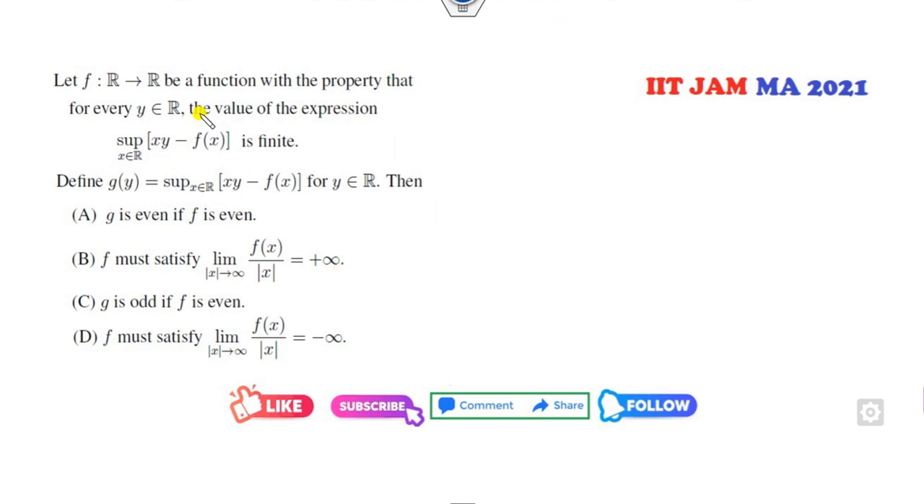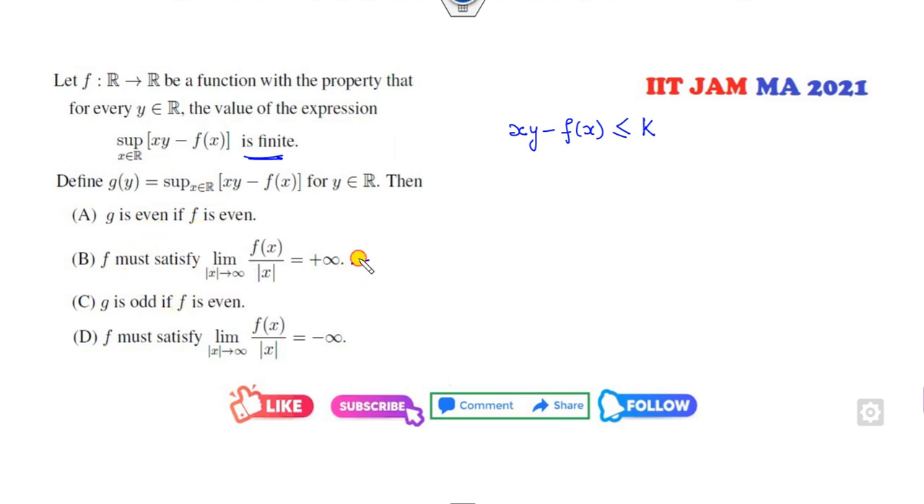Okay, look at this another one. Consider the property that the value of the expression is finite. What is the meaning of finite? The supremum of this function is some constant k. That's the meaning of finite. Fine. Then g(y) is defined to be this. Which of the following is true: g is even, f is even?